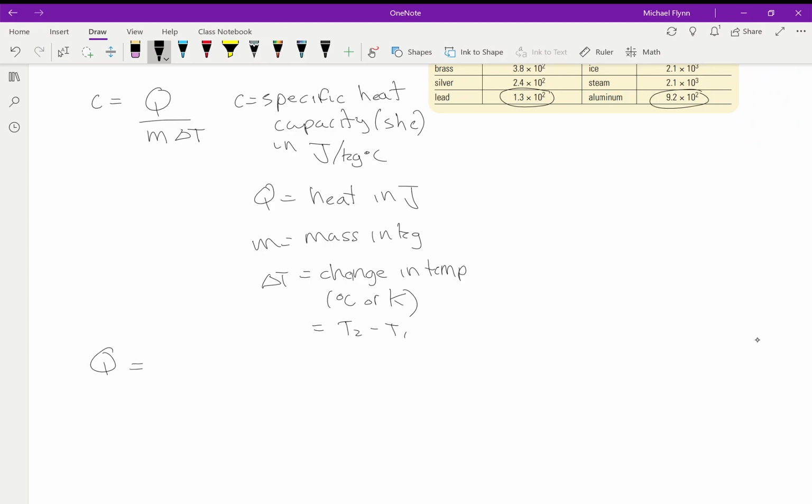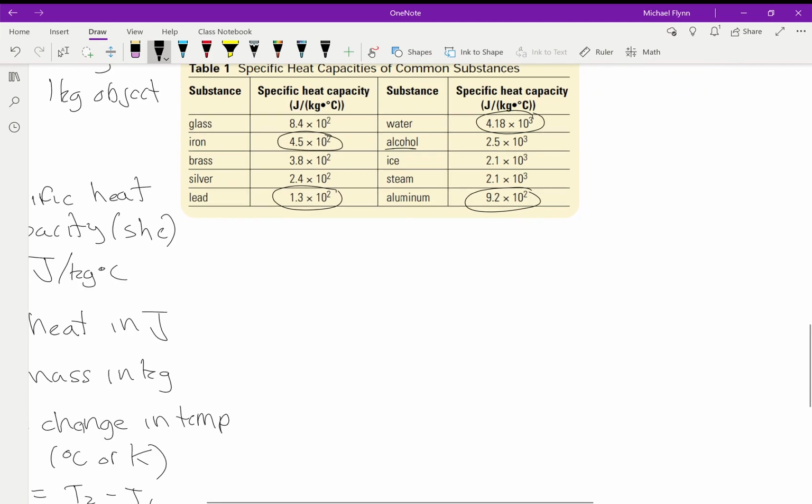So it's Q equals MC delta T. And this, I'll put in a box, is really the formula that you're going to be using in the assignment. Now let me give you a few examples of how to use this, and then we'll get to the assignment, and then that'll be it for now.